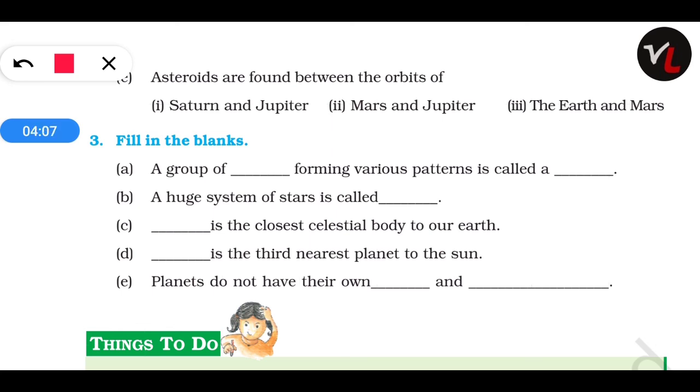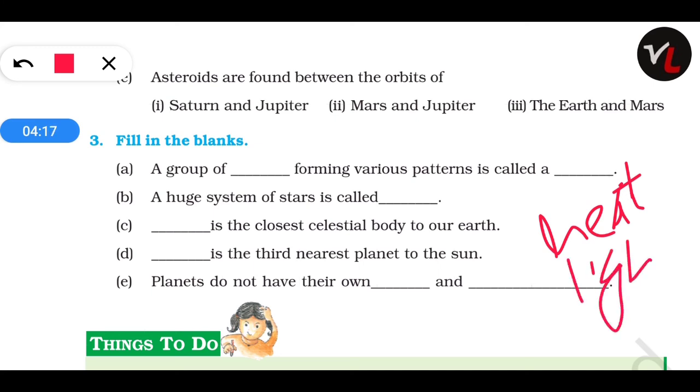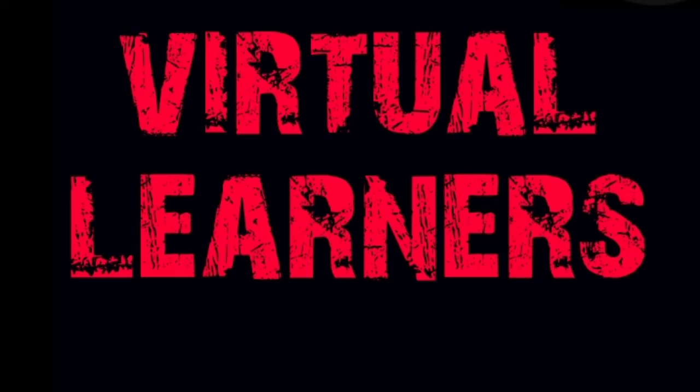Planets do not have their own dash and dash. What is that? Heat and light. That's all from chapter 1.